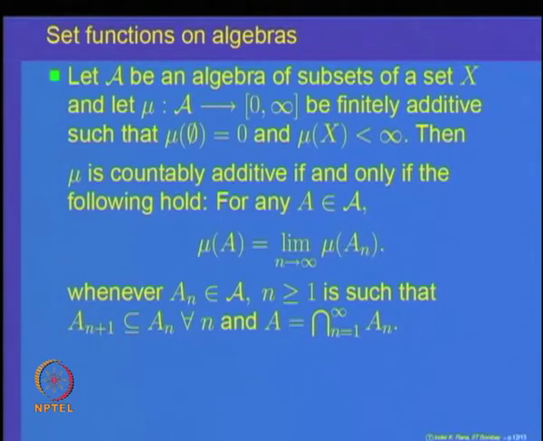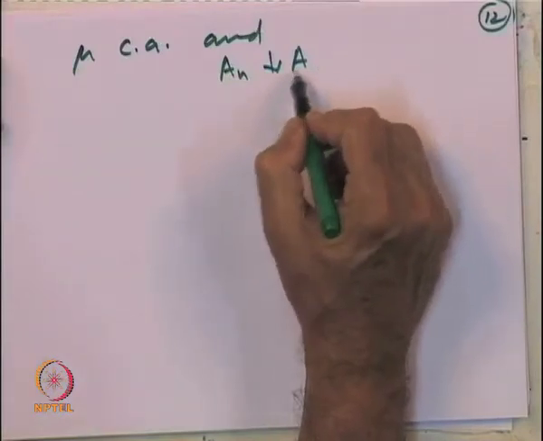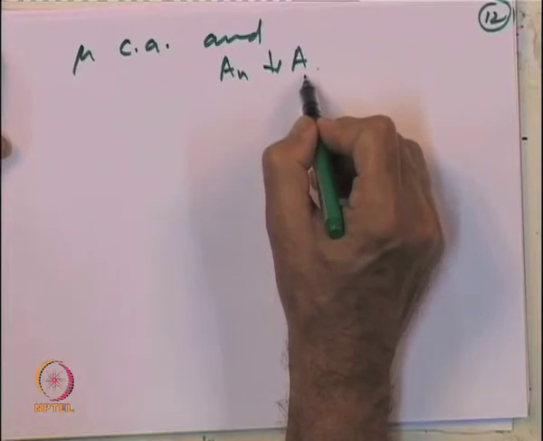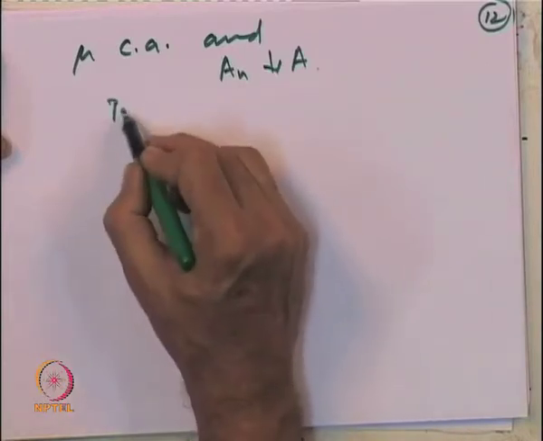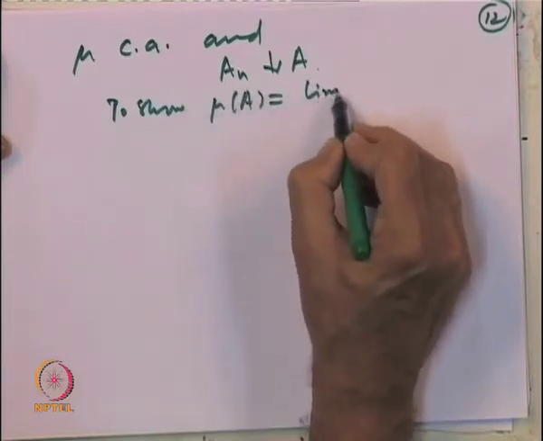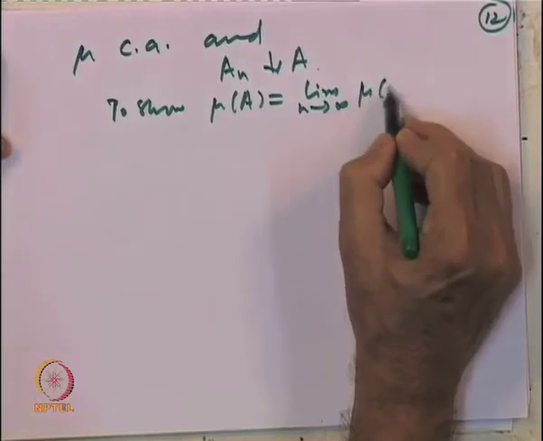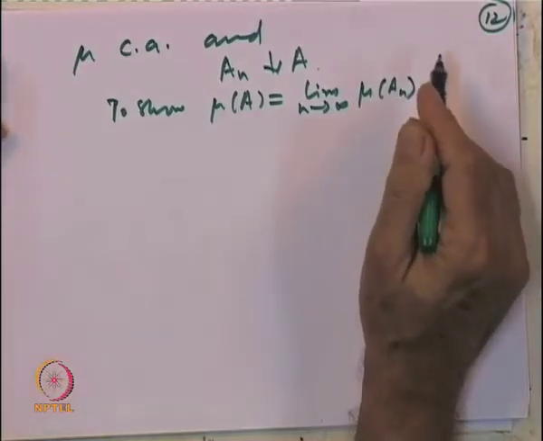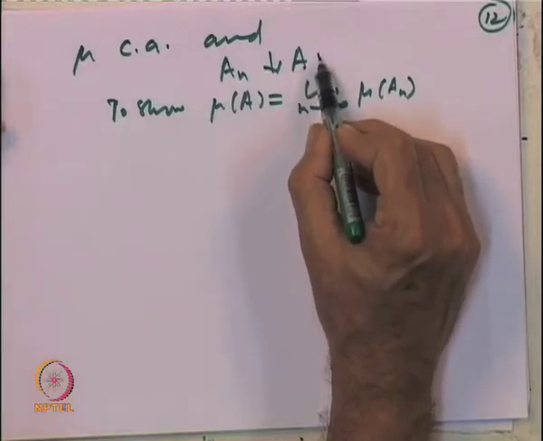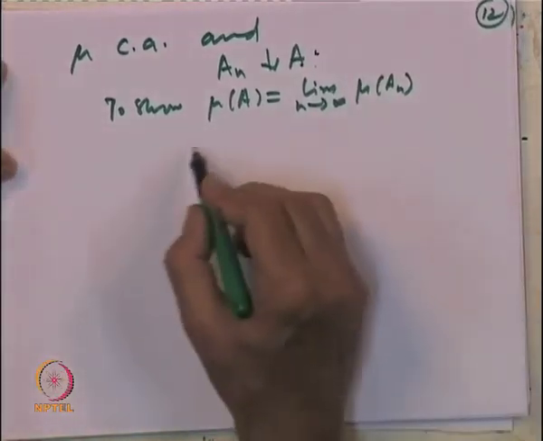So, let us assume mu is countably additive and A n's decrease to A, all in the algebra A. We want to show that mu of A is equal to the limit as n goes to infinity of mu of A n. Now, we know something about increasing sequences. So, from a decreasing sequence we want to manufacture an increasing sequence, and that is done via complements.